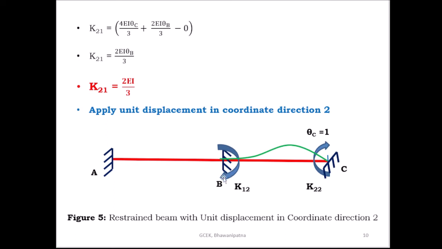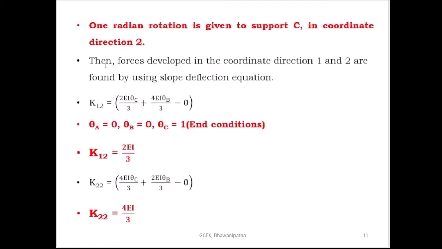That is the force developed at coordinate 1 due to the unit displacement at coordinate 2, that is equal to K12. Similarly, the force developed at coordinate 2 due to unit displacement at coordinate 2, this is equal to K22. So find out K12 and K22. So this is the restrained beam with unit displacement in coordinate direction 2. 1 radian rotation is given to support C in coordinate direction 2.